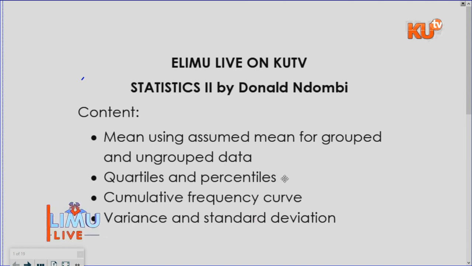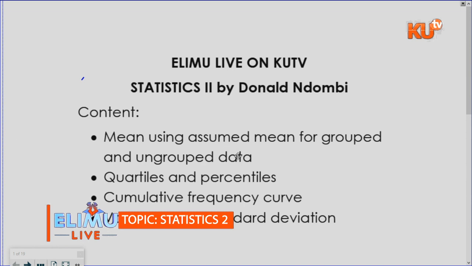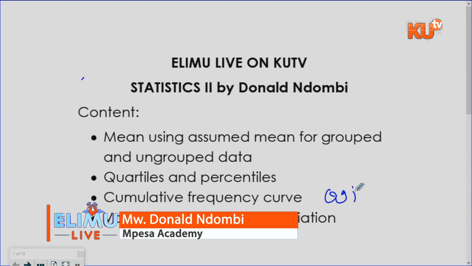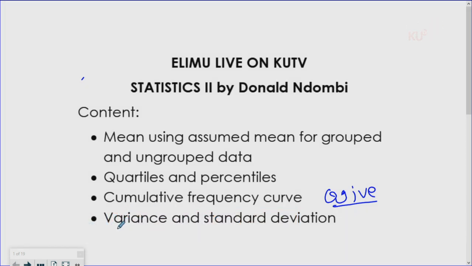Then we shall look at quartiles, which is about still median, lower quartile and upper quartile, then the interquartile range. Then we shall look at what we are calling a cumulative frequency curve, also called the ogive. Then we shall look at variance and standard deviation. So these two, we call them measures of dispersion.